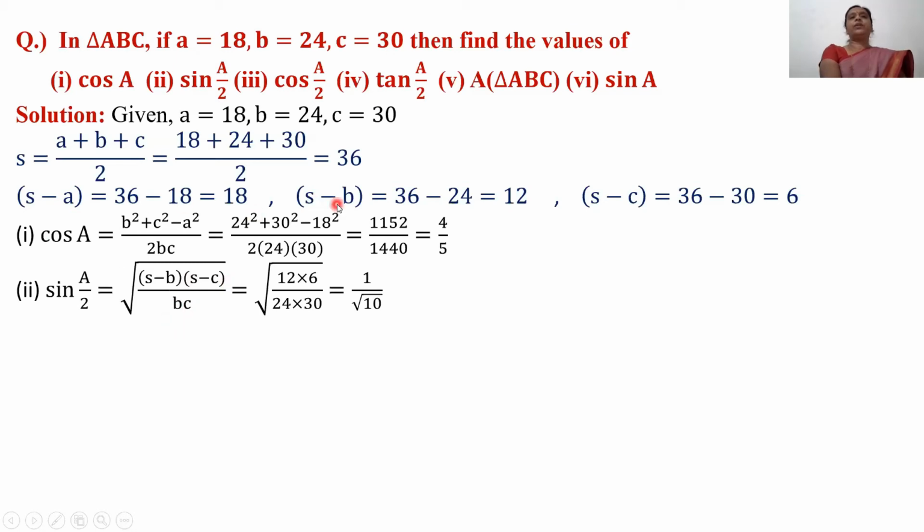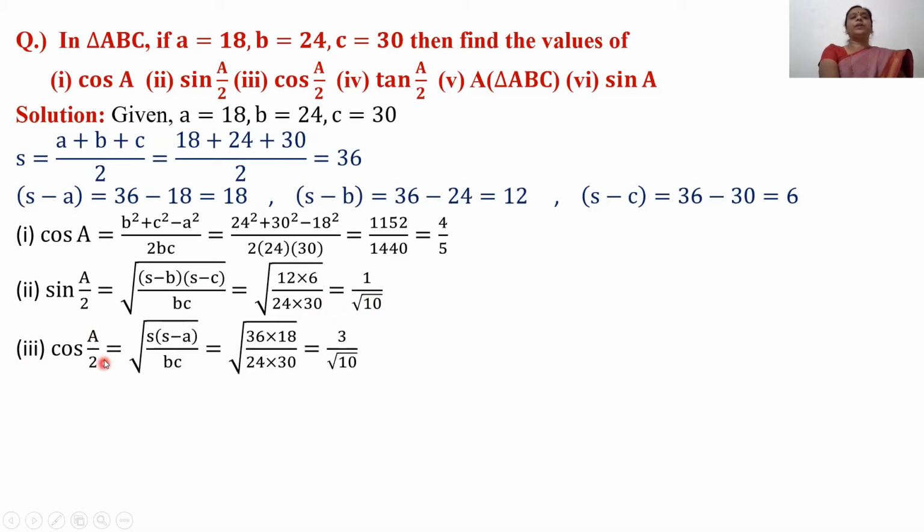Here we have to find the value of S minus B and S minus C. Keep those values: under root 12 into 6 divided by the value of B and C, 24 into 30. After simplification, this will be 1 upon root 10. Okay. Then cos A by 2. For cos A by 2, again use the half angle formula.